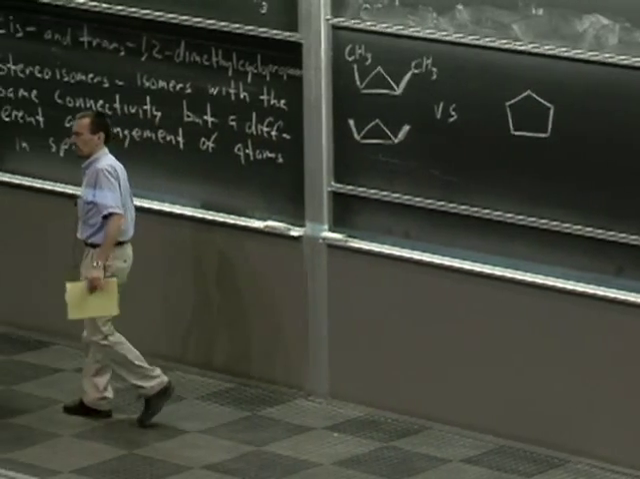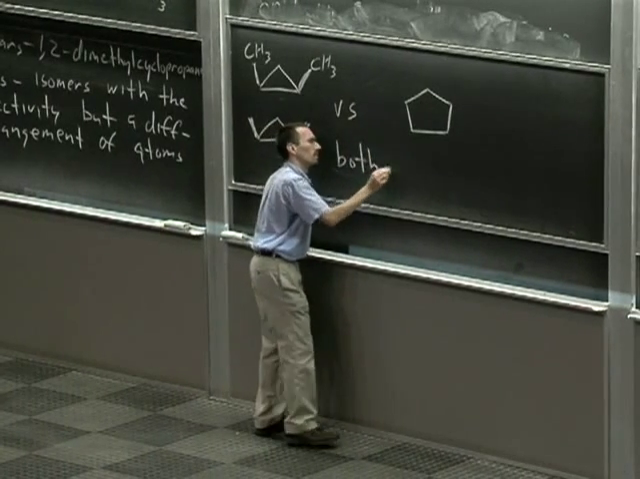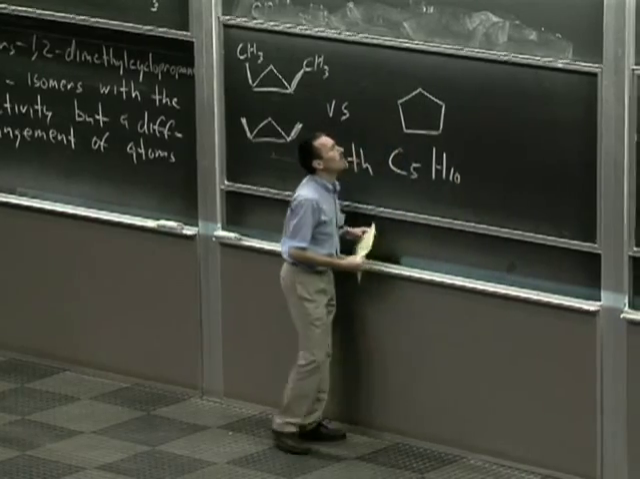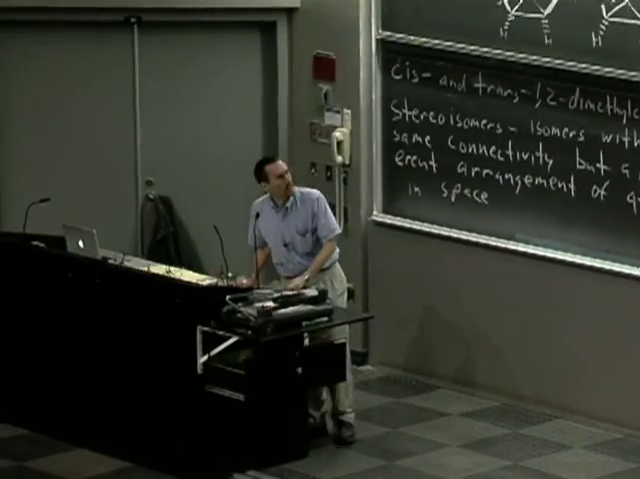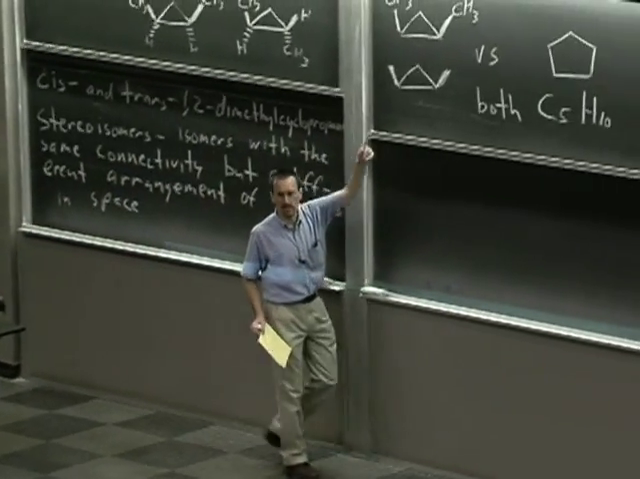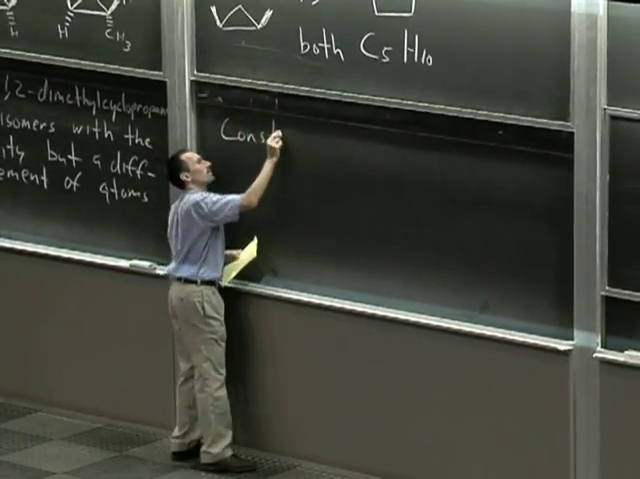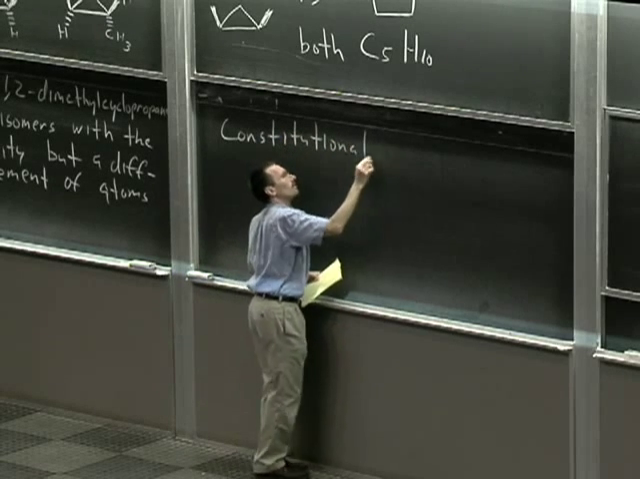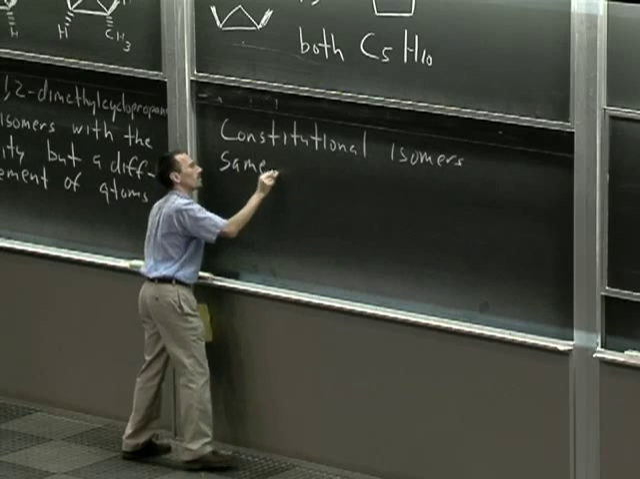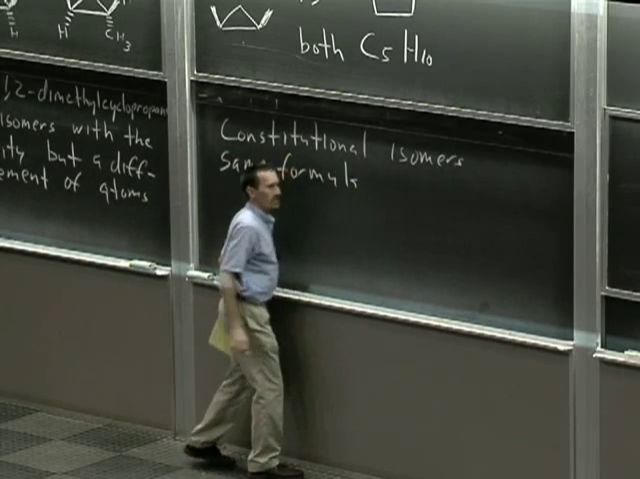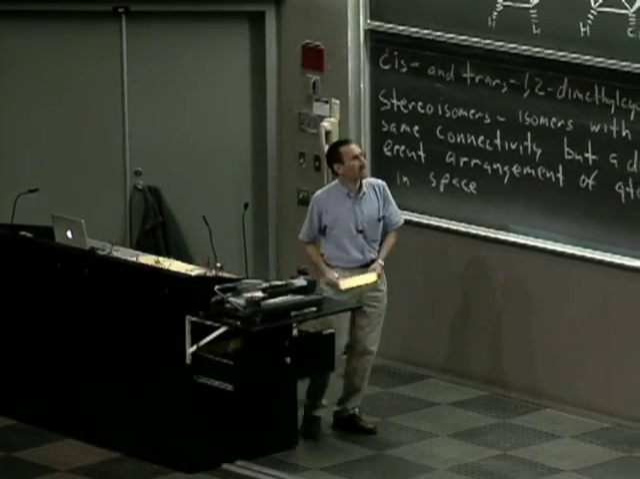And you notice these two molecules both have the same molecular formula. They're both C5H10. But obviously, they have a very different connectivity. We would call these two molecules, the dimethyl cyclopropane and the cyclopentane, constitutional isomers. In other words, they have the same formula. That's, of course, the definition of an isomer, iso equal, mer, part or molecule. But they have very different connectivity.